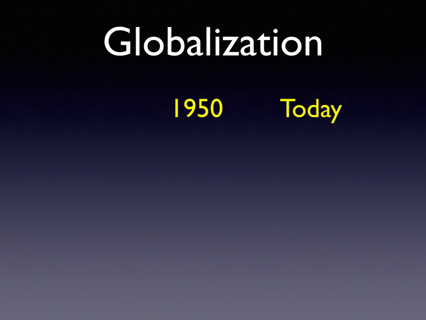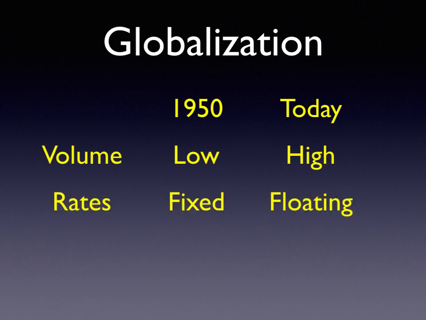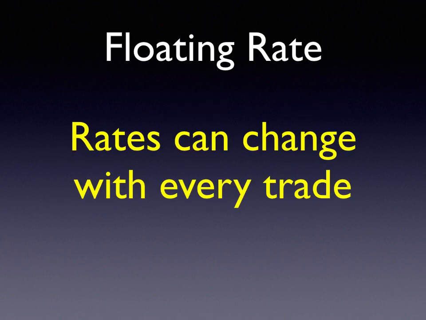So, under a globalization scenario, when we think about globalization in 1950 versus today, the volume of globalization in 1950 or international trade was very low. Today it's very high. In 1950, there was another difference. Exchange rates between countries were generally fixed. In other words, the rate that I could exchange dollars for British pounds or Japanese yen, it was a fixed exchange rate. Today, that's different. The rates are floating, or the market determines that. There's no guarantee about that exchange rate. So with a floating exchange rate, the rates can change with every trade. Every time two parties want to trade currencies, that negotiated rate could change.